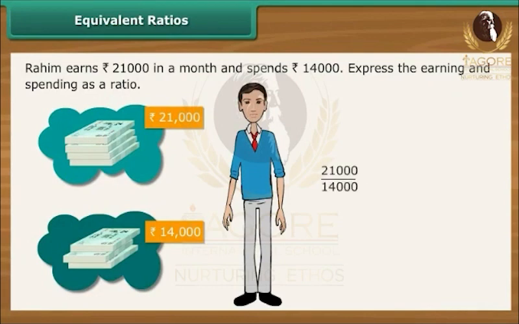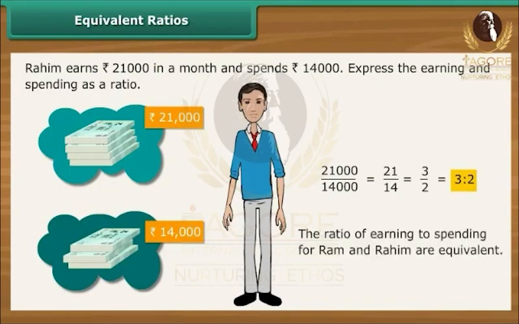21,000 by 14,000 is 21 by 14, which, when reduced to lowest terms, is equal to 3 by 2, or 3:2. It means that out of every 3 rupees earned, Rahim also spends 2. The ratio of earning to spending for Ram and Rahim are equivalent.